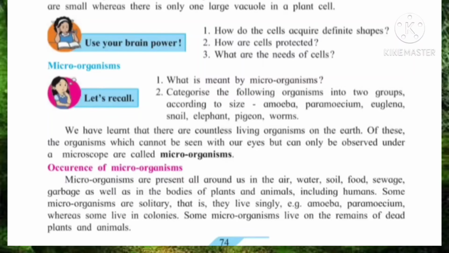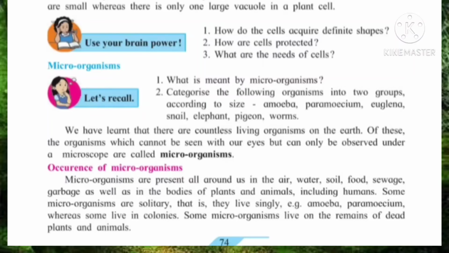Microorganisms, what is meant by microorganism? Their name itself gives the meaning. Micro means what? Very, very small, very, very minute. Organism means living thing. But how small? These living organisms are all around us, but we are unable to see them with our naked eyes. So these are called microorganisms.